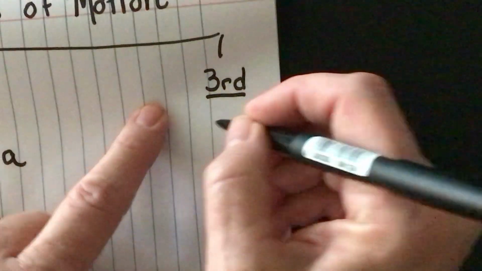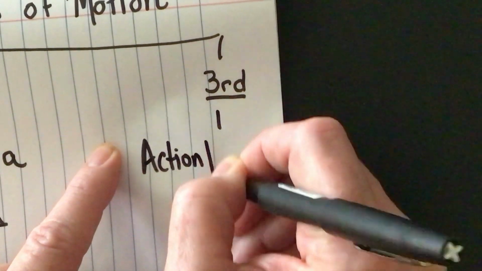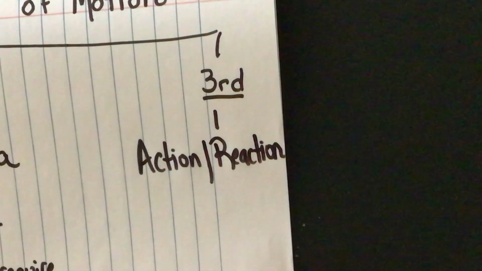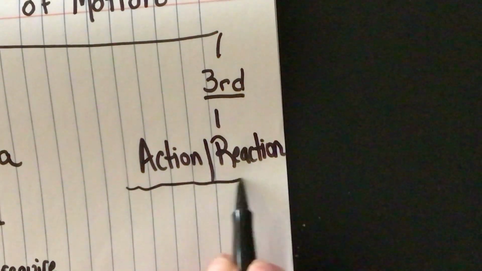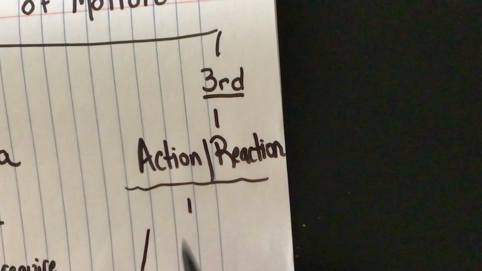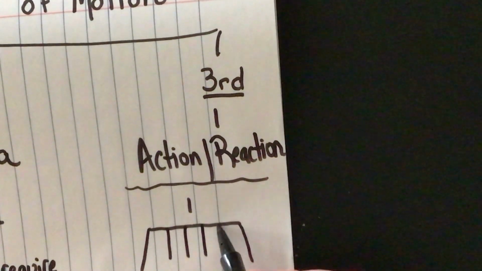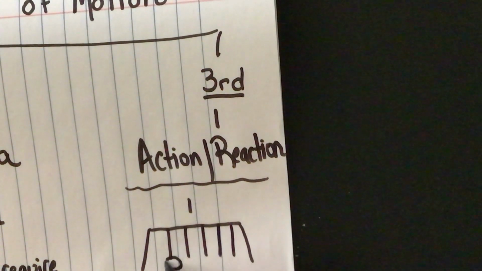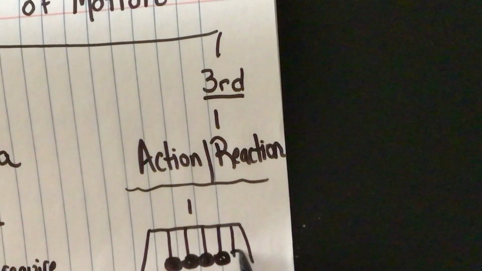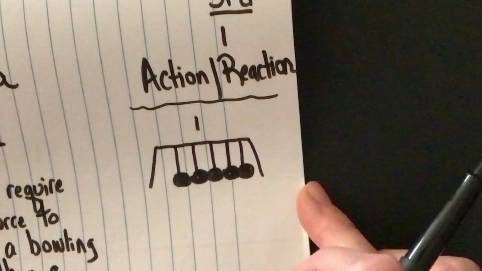All right, third law. Essentially, we're gonna write action, reaction. For every action, there's an equal and opposite reaction. All right, and we can demonstrate it visually. I'm not a good drawer, so remember we had, I get to say Newton's balls. Okay, so this is actually called Newton's cradle.